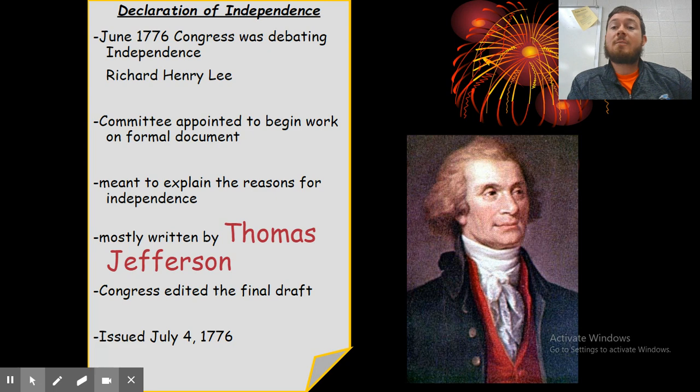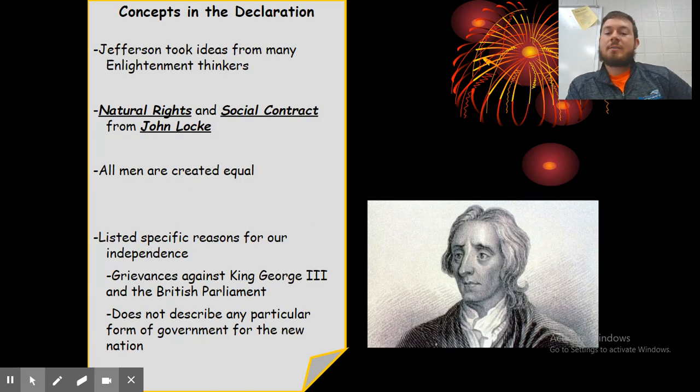Okay? The document was mostly written by Thomas Jefferson. Congress edited the final draft, and it was all issued on July 4, 1776. The concepts, or the ideas in the Declaration, Jefferson took from many of the Enlightenment thinkers that we talked about earlier, like John Locke, who believed in those natural rights of life, liberty, and happiness.